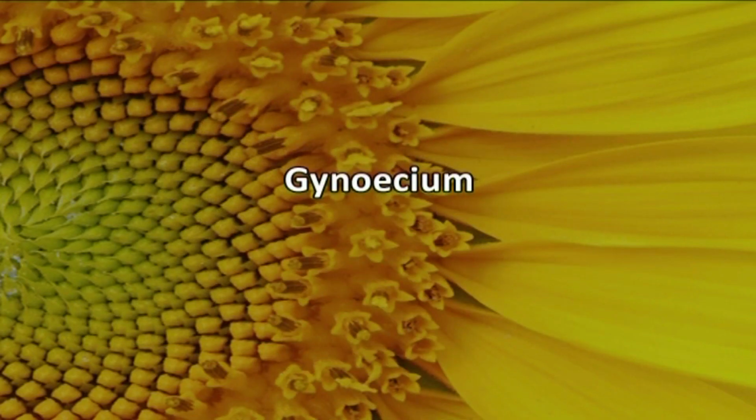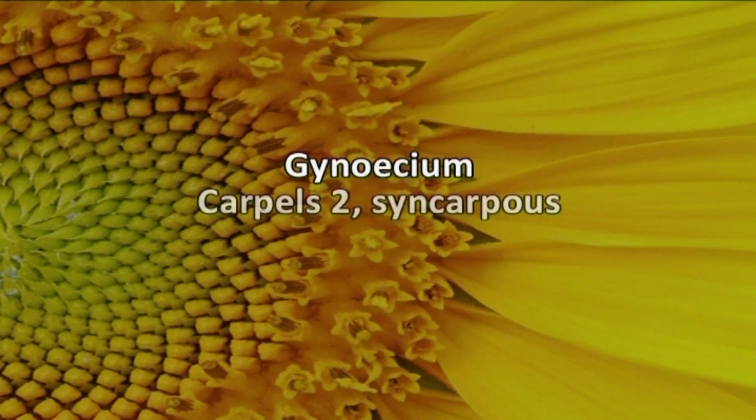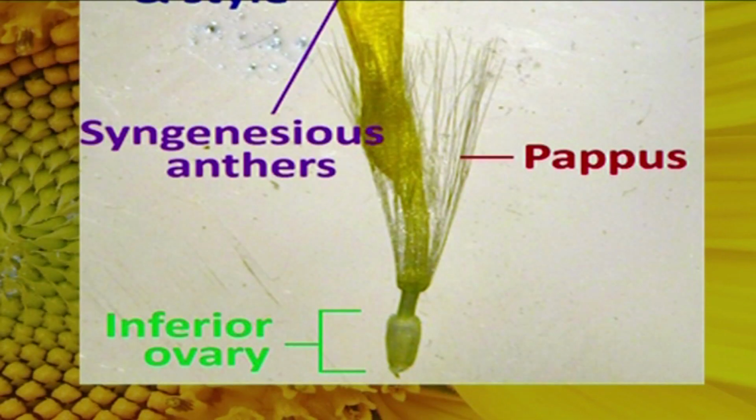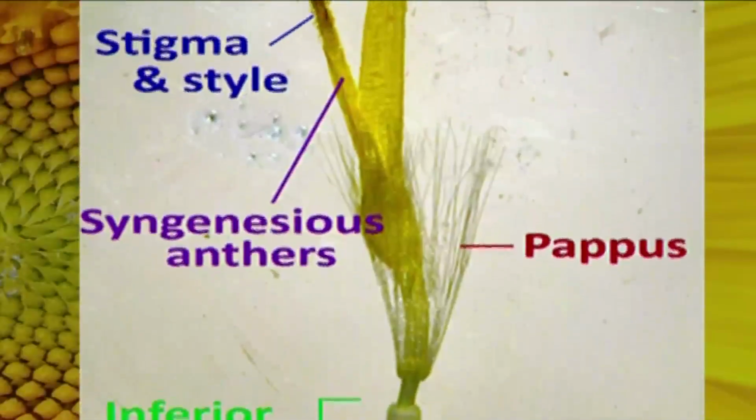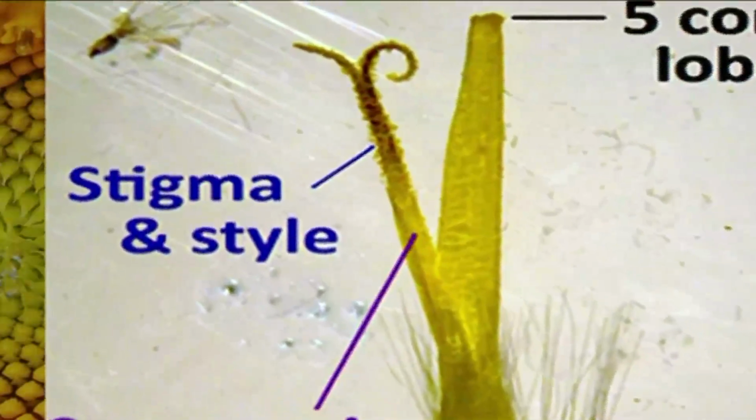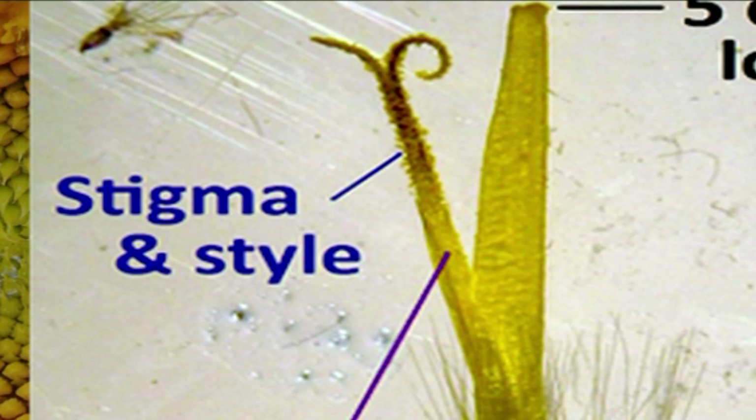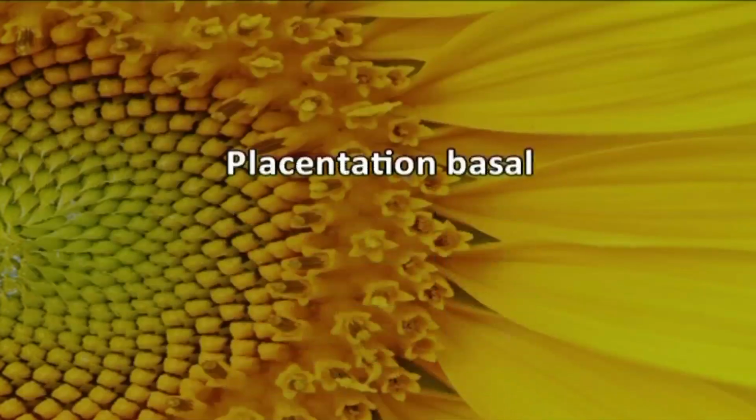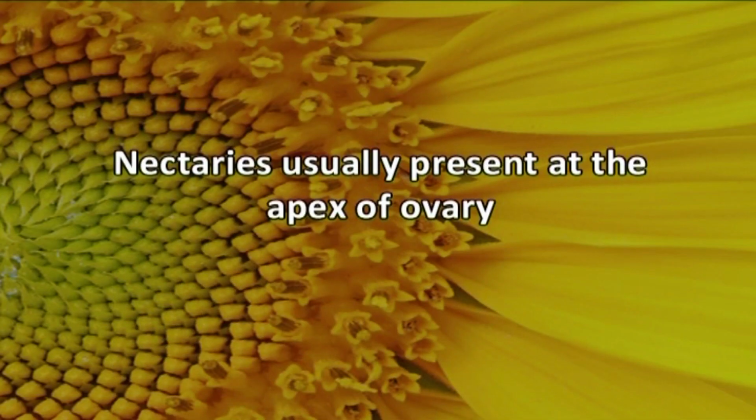Now the female part of the flower, gynoecium, is comprised of 2 carpels and the condition is syncarpous. Ovary here is inferior and it is unilocular with a single ovule. This ovule is anatropous and unitegmic. Style is solitary with 2 branches apically. The stigmas are 2, occurring as stigmatic lines towards the inner surface of the style branches. Placentation is characteristically basal. Also, the nectaries are usually present at the apex of the ovary.